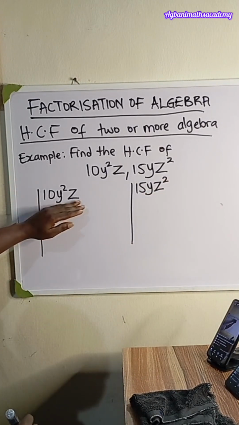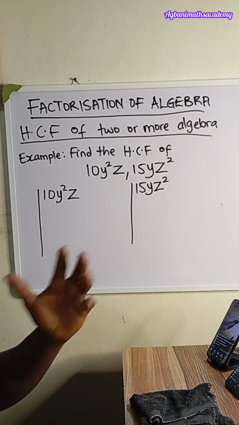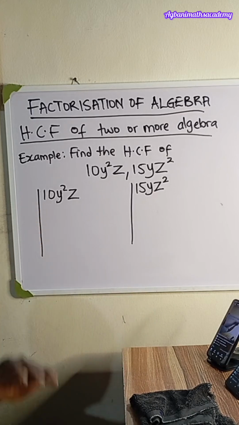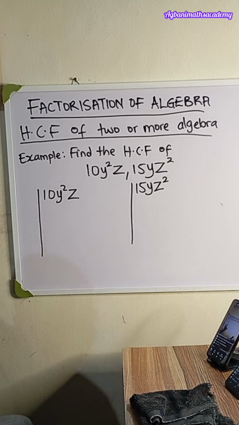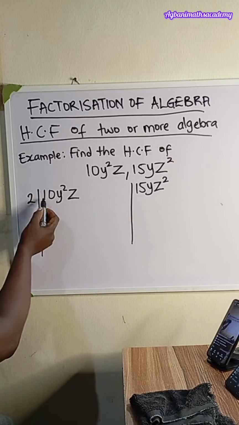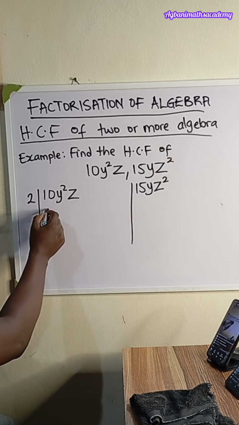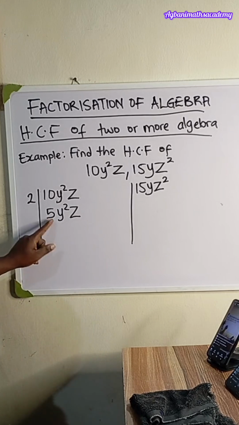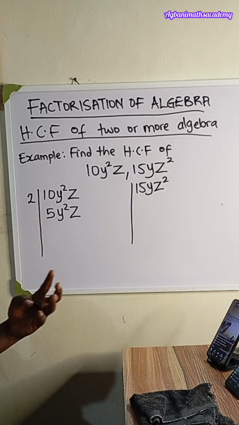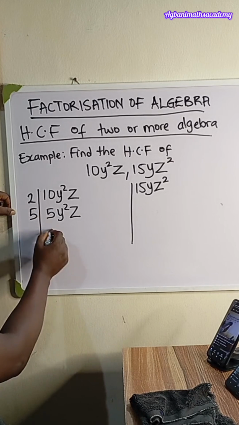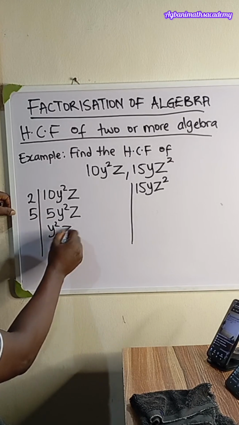What can divide? We start breaking it down from the numbers before we go to the alphabet. We break down from the numbers. Okay, Nuri said 5yz. Let's see how Nuri got that answer. So we divide by 2 here. 10 divided by 2 gives us 5y squared z. We are done with 2. The next number that can divide is 5. So 5 divided here, we have y squared z.